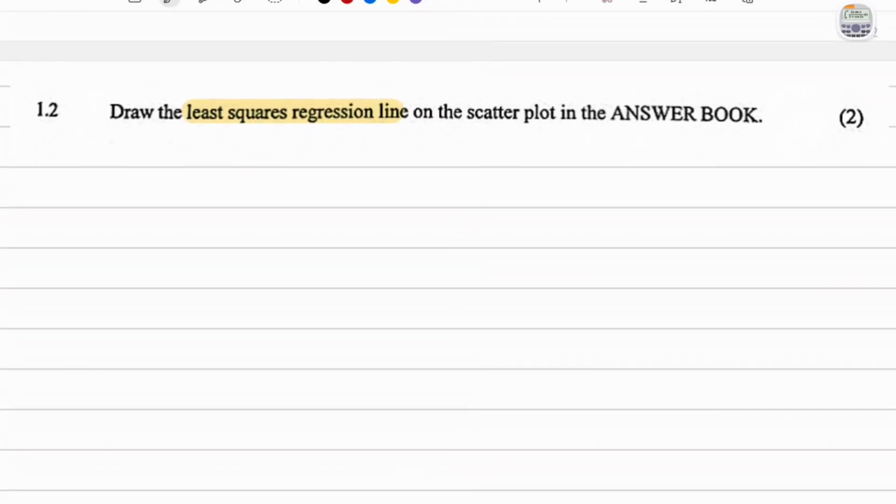Now, there are 2 main points that you usually need in order to draw the least squares regression line. Those points, first of all, are the y-intercept and your mean point. That would be the mean of your x values and the mean of your y values. The y-intercept is simply found by making x equal to 0.